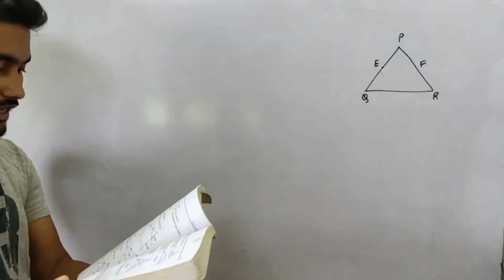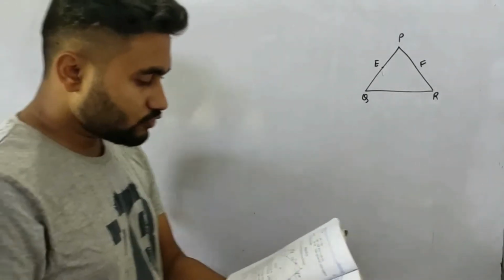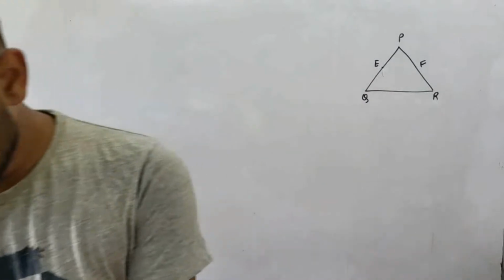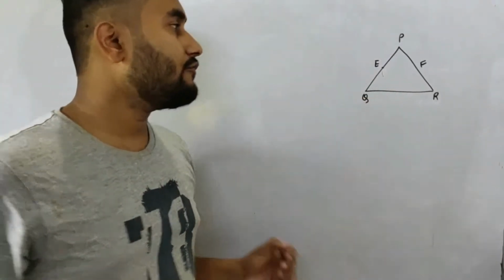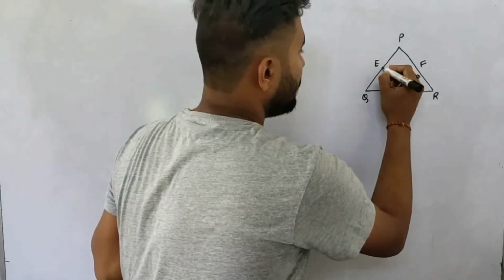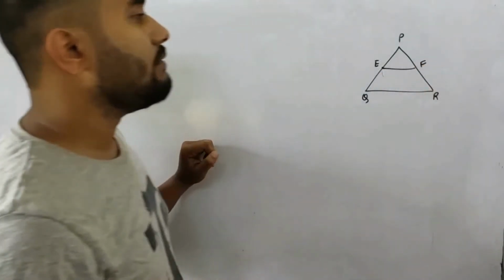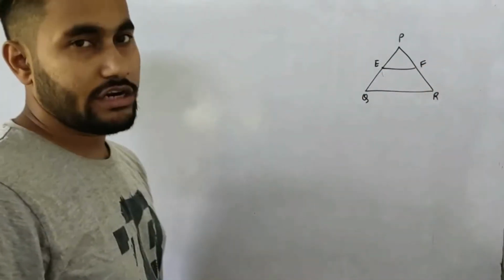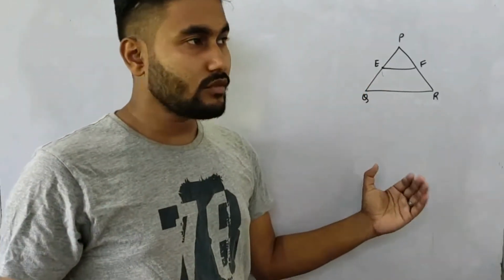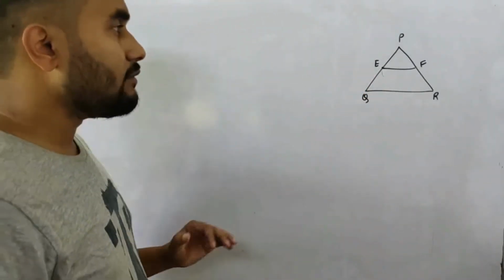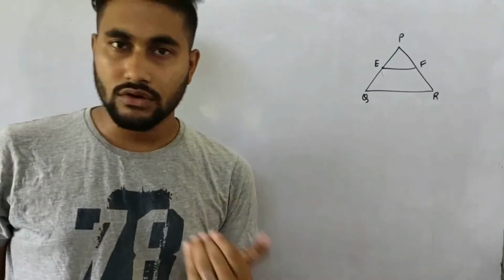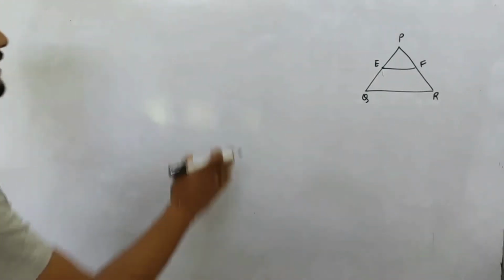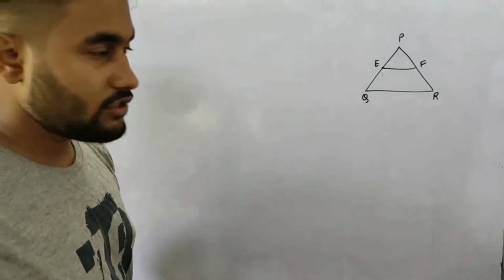For each of the following cases, numbers 1 to 3, we have to state whether EF is parallel to QR or not. You join EF, and we have to say whether this EF will be parallel to QR or not. It is not given as parallel. You have to say whether it will be parallel or not depending upon the conditions given in numbers 1, 2 and 3.